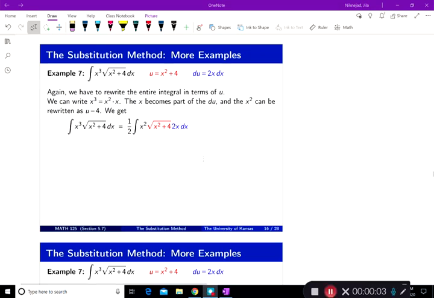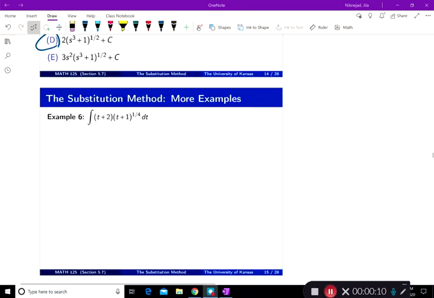So we're continuing with the substitution method, and this time around we're looking at some integrands that are not quite obviously the derivative of outside evaluated at inside times the derivative of inside. So example 6. How do I go about doing this one?